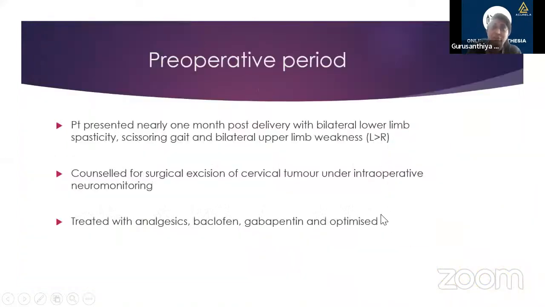But then she presented 1 month post-delivery with bilateral lower limb weakness with spasticity and a spastic gait, and bilateral upper limb weakness, left greater than right. The left power was 3/5 and the right power was 4/5. She was counseled for surgical excision of the cervical tumor under intraoperative neuromonitoring. She was treated with analgesics, baclofen, gabapentin, and optimized in the perioperative period.